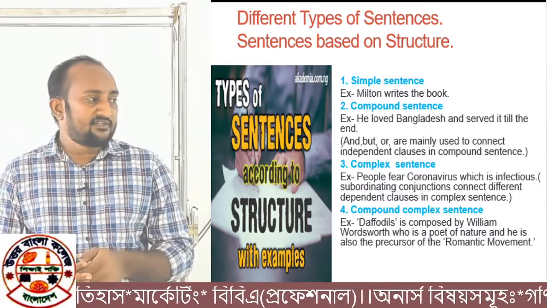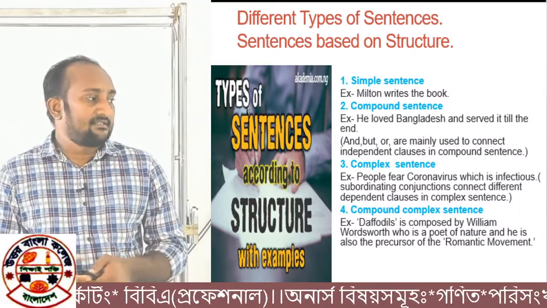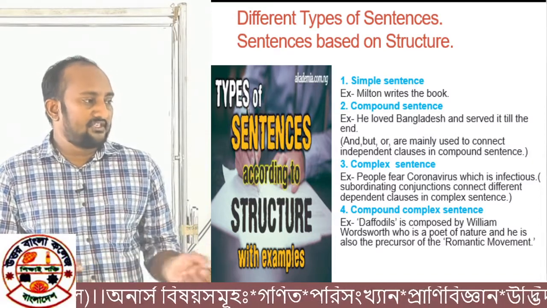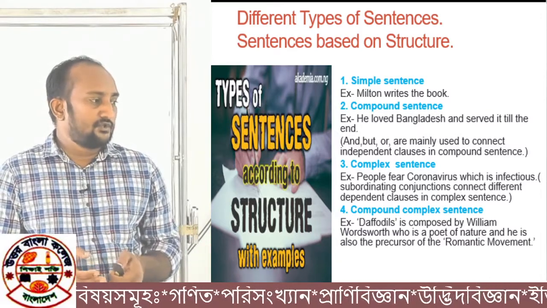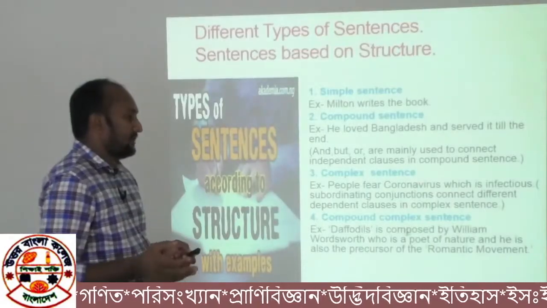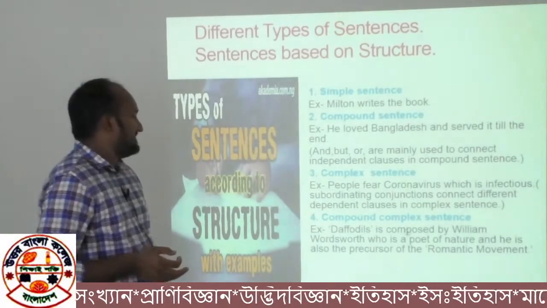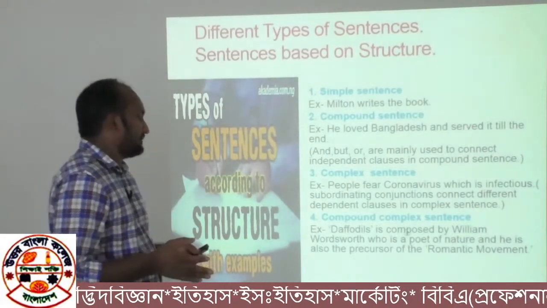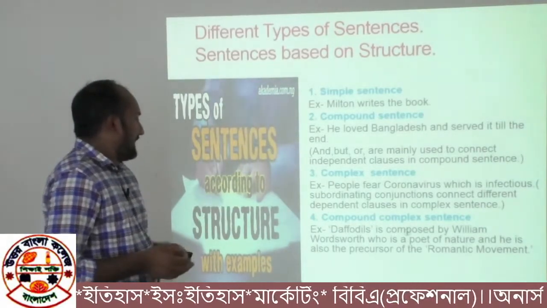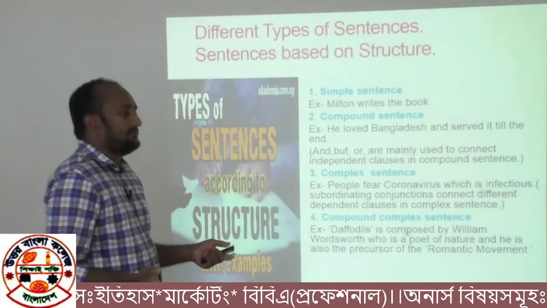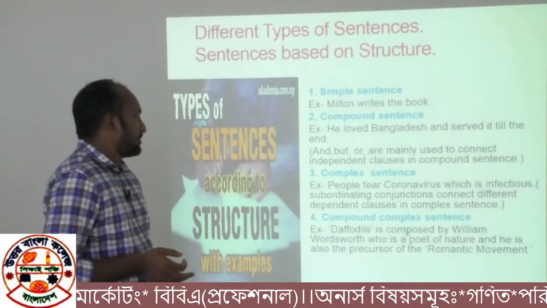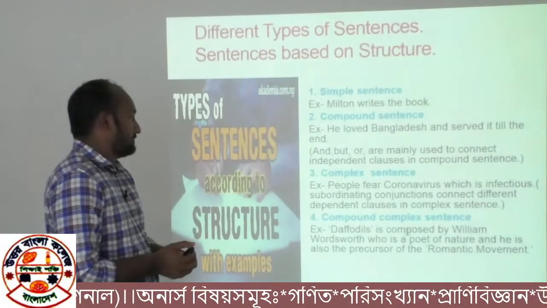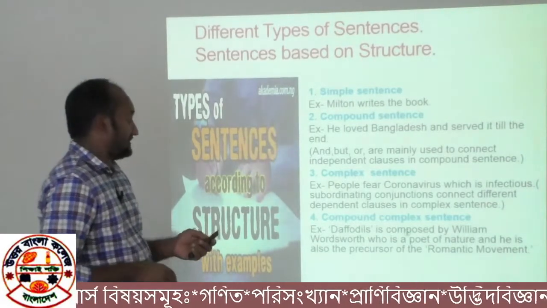Then the other sentence is called compound complex sentence. Here the example: Daffodil is composed by William Wordsworth, who is a poet of nature, and he is also the precursor of the romantic movement. If we scan the sentence, we would find here a combination of subordinating and coordinating conjunctions, "who" and "and", and these conjunctions connect different finite verbs. So this sentence is called a compound complex sentence, as it is intermingled by compound and complex characteristics.